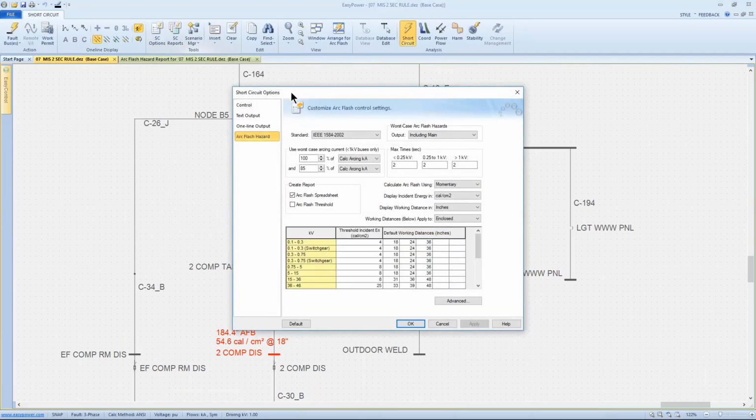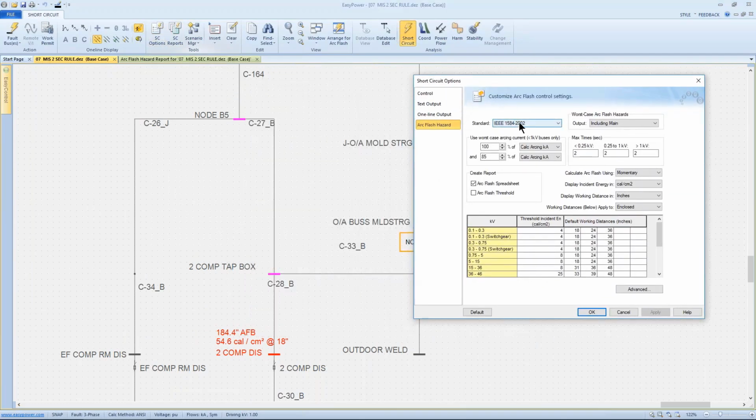If I come into my short circuit options, this was set up under the old standard. There were two things that jumped out at me about this particular file. One is the output was being calculated including the main, and this applies across the board. Most 480 volt systems and 240 volt systems in the US don't have a barrier between the incoming conductors and the main bus. So this was an error that initially caught my attention.